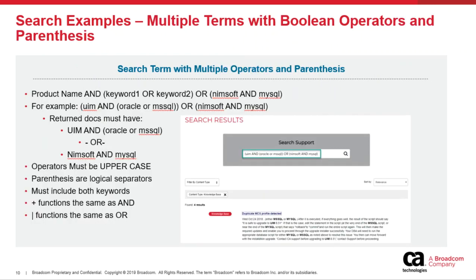We also have the option of using multiple terms with Boolean operators and parentheses. So this is kind of like a complex search query, which may not be used that often, but the option is there. In this example, product name and open paren, keyword 1 or keyword 2, close paren, or open paren NimSoft and MySQL, close paren. For example, UAM, open paren, Oracle, or MS SQL, close paren, or open paren NimSoft and MySQL, close paren. Effectively, this would return documents that have UAM and Oracle or MS SQL or NimSoft and MySQL.